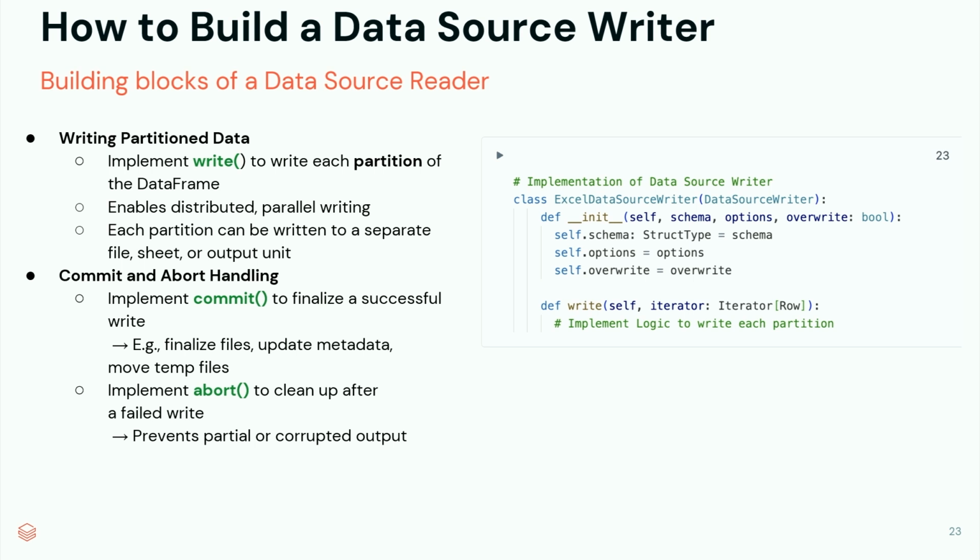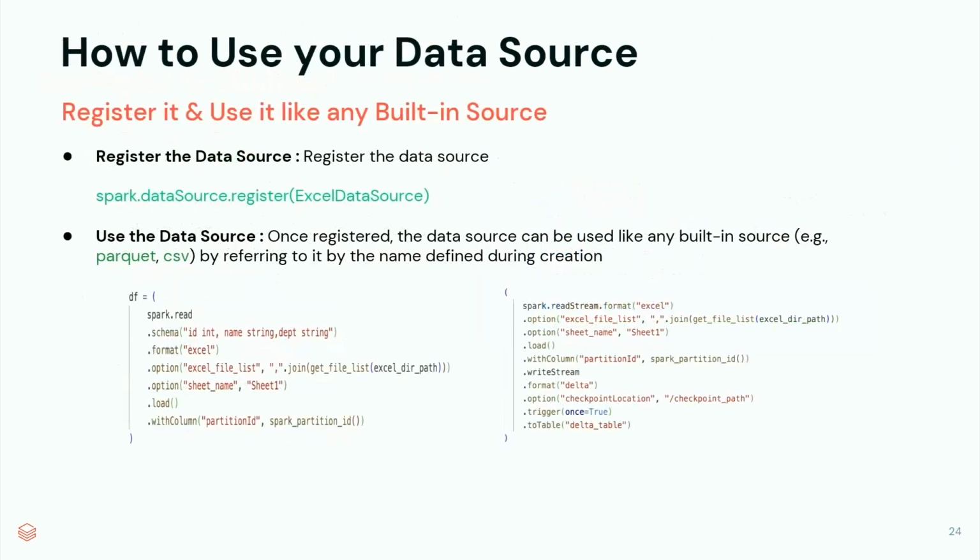And you might have observed when working with Spark and other data sources, in your directory when you write, you see an underscore success file. That file is usually created by this commit method. So we have seen that we can build the reader, we can build the writer as well. So now my implementation is done.